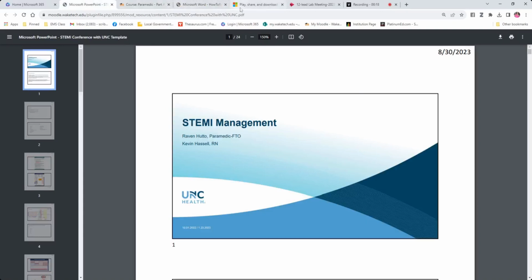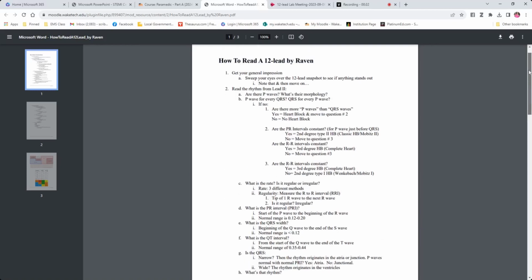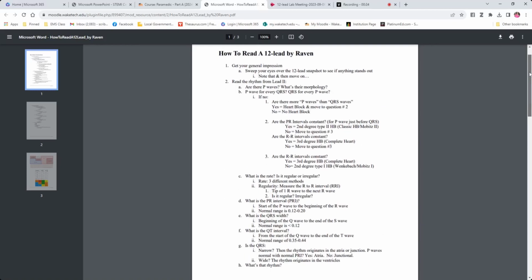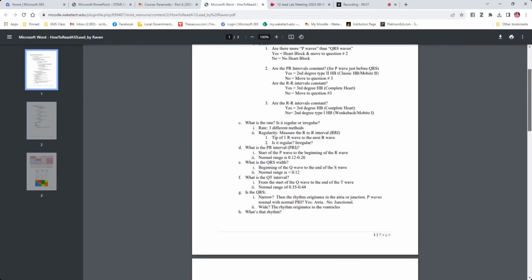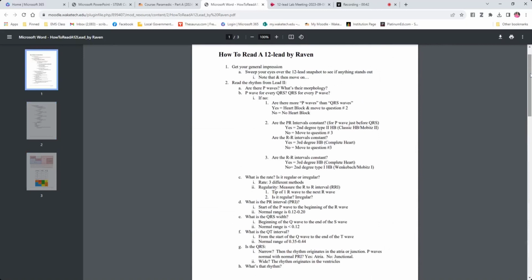So basically, what you need to know when it comes to reading a 12 lead is you need to read the 12 lead the same way every single time. You read your rhythm strips the same every single time. What I'm showing you here is a cheat sheet I made of how to read a 12 lead. I know it looks intimidating, but everything on the first page is everything you've already learned. The first page is literally how you interpret the rhythm.